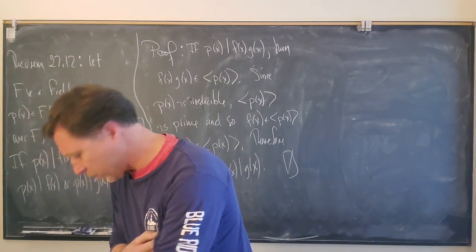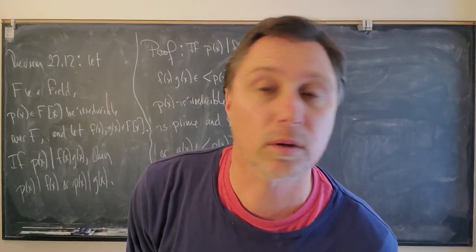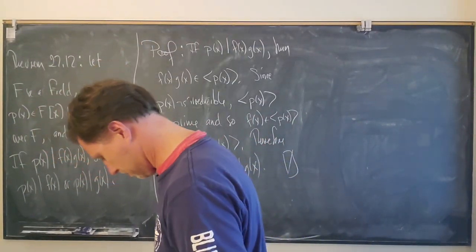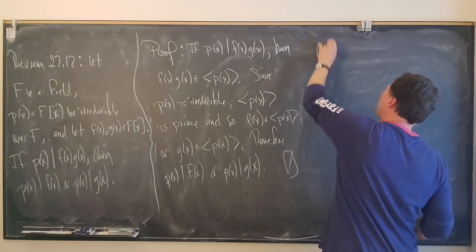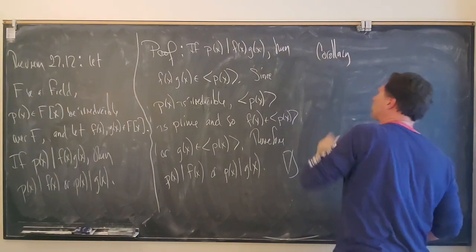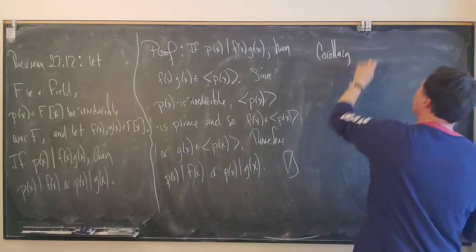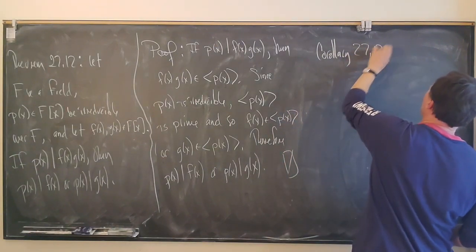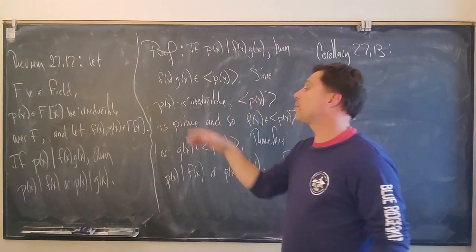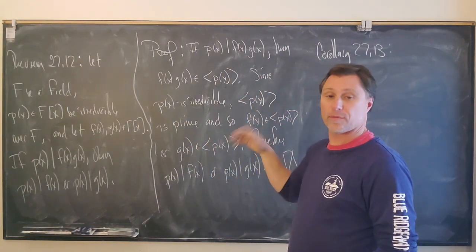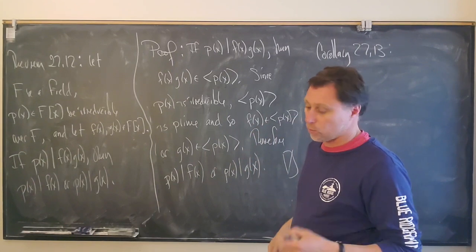Let me state a quick corollary here. So we can generalize this easily. There's nothing to prove here. So corollary 27.13. What this is going to say is if you have an irreducible polynomial dividing some product f1, f2, f3, f4, and so on, then it's got to divide one of those.